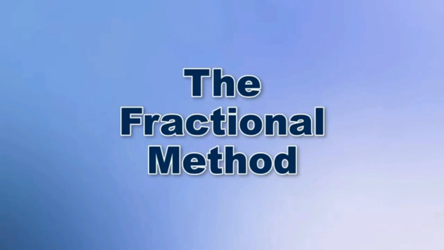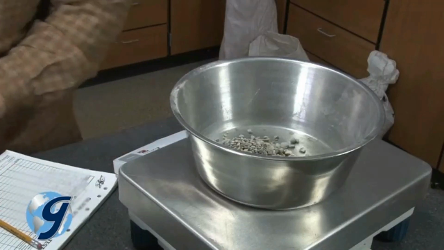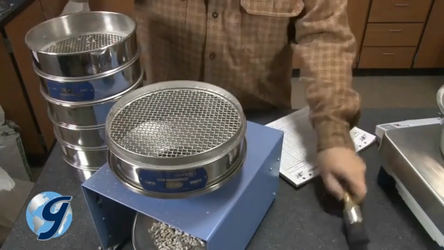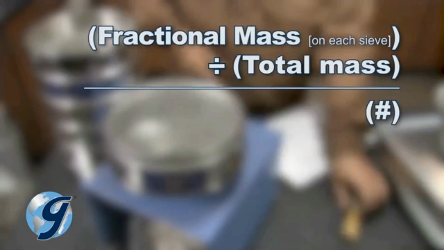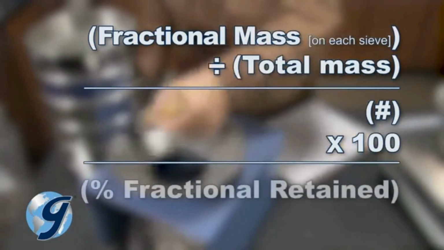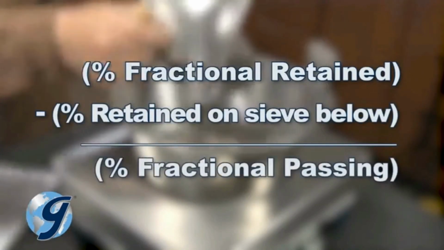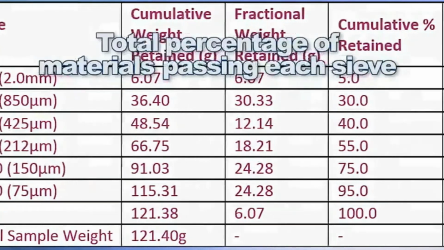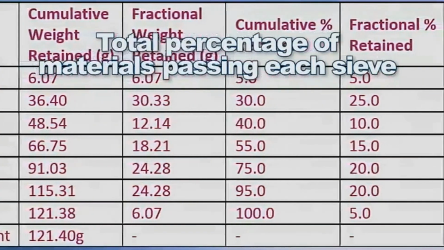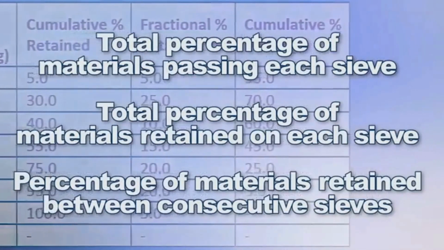For the fractional method, the operator weighs the content of each sieve fraction separately, waiting to discard material until the test is complete. As the operator weighs the content of each sieve fraction, the operator will divide the mass retained on each sieve by the total mass and then multiply by 100 to calculate the percent retained. To calculate the percent passing, the operator subtracts the percent retained on the sieve nested beneath. Depending on the specifications for the materials being tested, the findings should include the following: total percentage of materials passing each sieve, or total percentage of materials retained on each sieve, or percentage of materials retained between consecutive sieves.